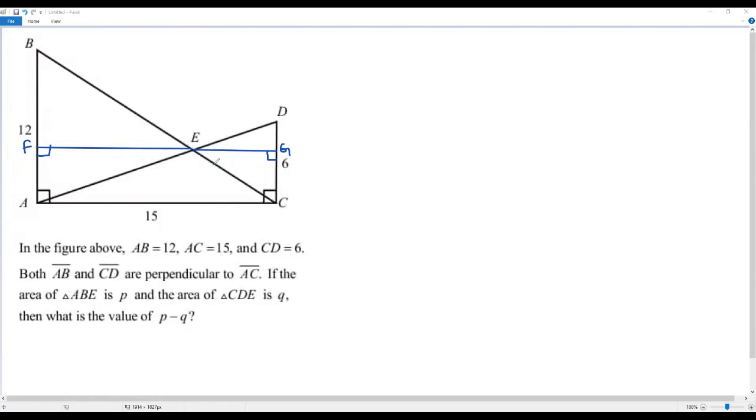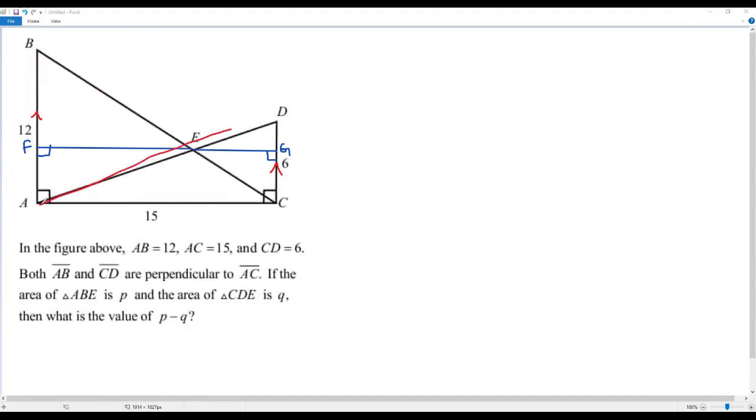How do we get the heights of these two triangles? For that, we can consider this particular piece of information, that the line segments AB and CD are perpendicular to the line segment AC. Since both AB and CD are perpendicular to the same line segment AC, we can consider line segments AB and CD to be parallel. When AB and CD are parallel, then AD becomes a transversal and BC also becomes a transversal.